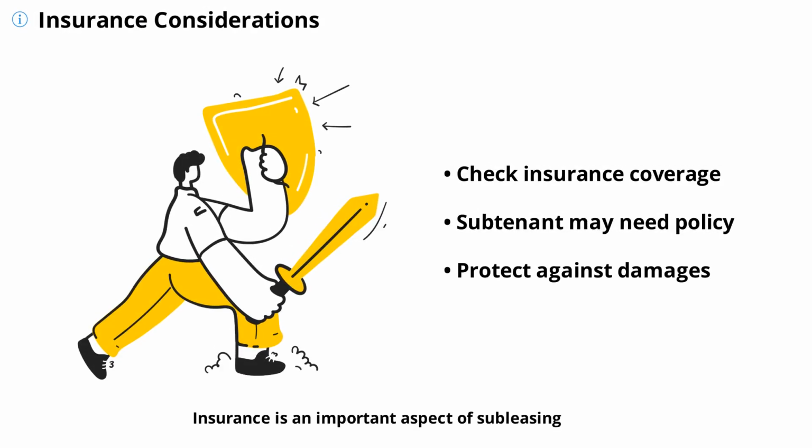Insurance is an important aspect of subleasing. The original tenant should check if their renter's insurance covers subtenants or if the subtenant needs their own policy. Landlords may also require proof of insurance from both parties. Having the right coverage protects everyone in case of accidents or damages during the sublease period.